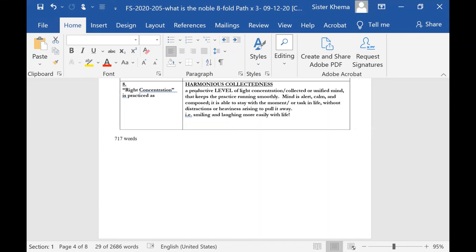Productive level. And what does that mean? Means it's a supportive concentration that will support you to reach path knowledge and get on the path and start going down through your jhanas more easily as it's described in the text. So it's a productive level of light concentration, collected or unified mind. It keeps the practice running smoothly. Mind is alert, calm, and composed. It is able to stay with the moment as you're in the meditation moment or your task in life in the present time without distractions or heaviness arising to pull it away. That's what's important. Okay. Smiling and laughing more easily in life is what's coming out of this.